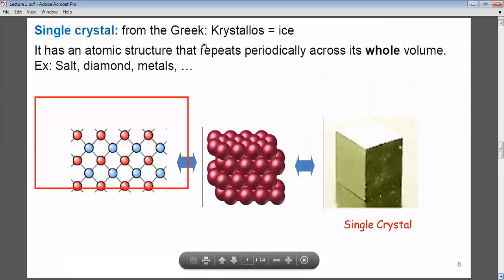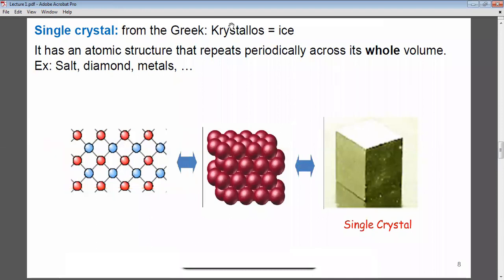Single crystal comes from the Greek kristallos, which means ice. It has an atomic structure that repeats periodically across its whole volume. If we look here at the red dot, we see that it is repeated periodically, okay? The same thing for the blue region. The same thing if I take this square over here, I see that it repeats itself here, it repeats itself here, it repeats itself here, okay? So it's an atomic structure that repeats itself periodically across the whole volume. And this is an example of a real single crystal that you can grow in a lab, okay? Or it grows by itself.